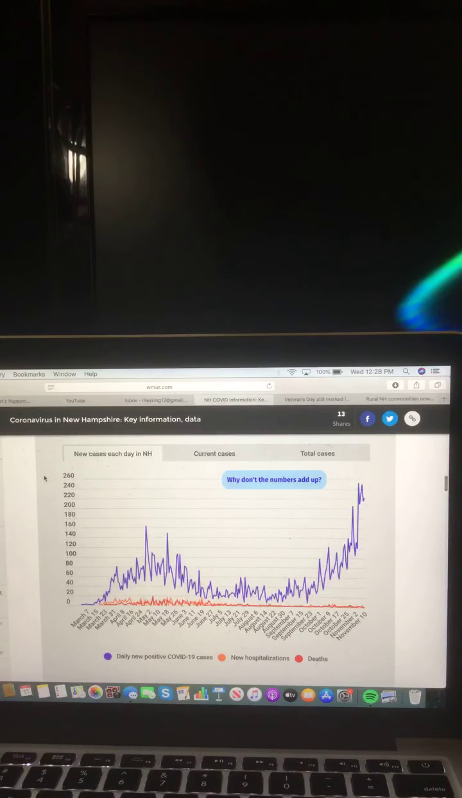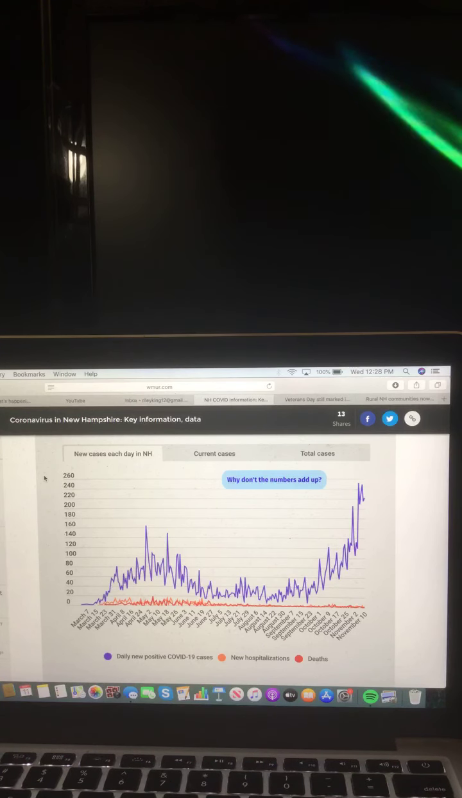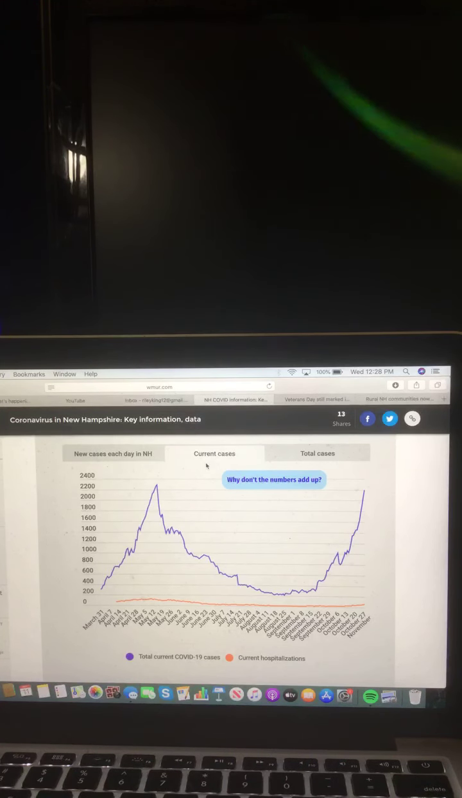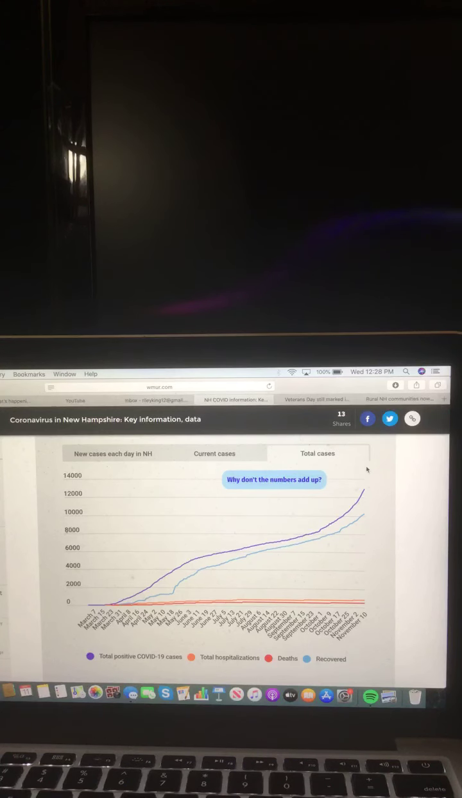Let's start with the first chart here. New cases each day in New Hampshire in the purple. Daily new positive COVID-19 cases in the orange. New hospitalization and in the red, deaths. Let's take a look at this chart here. Current cases in the purple. Total current COVID-19 cases and in the orange, current hospitalization.